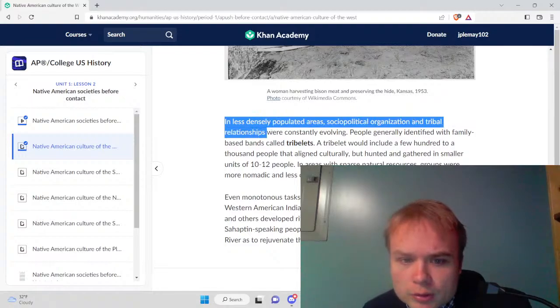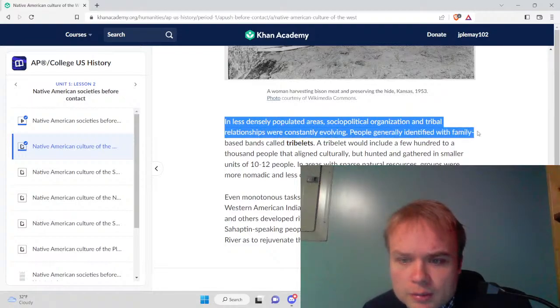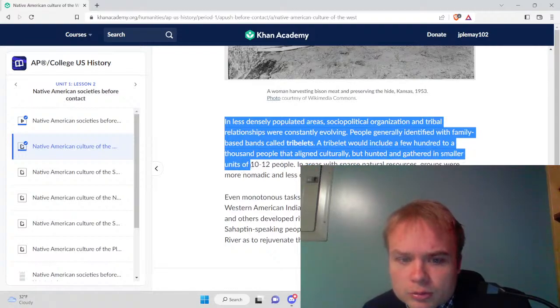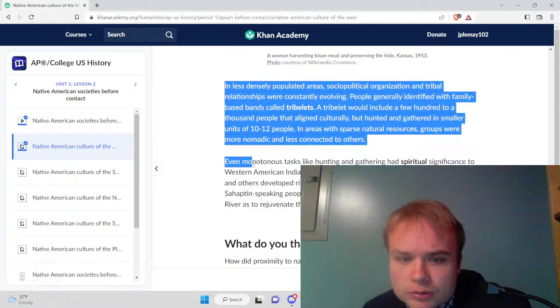In less densely populated areas, socio-political organization and tribal relations were constantly evolving. People generally identified with family-based bands called tribelets. A tribelet would include a few hundred to 1,000 people that shared culture but hunted and gathered in smaller units of 10 to 12 people. In areas with sparse natural resources, groups were more nomadic and less connected to others.